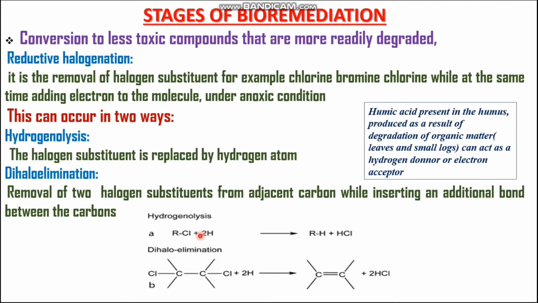The second type is dihalo elimination. It is the removal of two halogen substituents from adjacent carbon atoms while inserting an additional bond between the carbons. That reaction you can see on the screen. The image shown on the screen depicts the entire reaction.